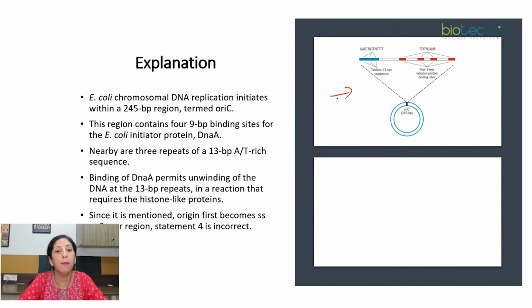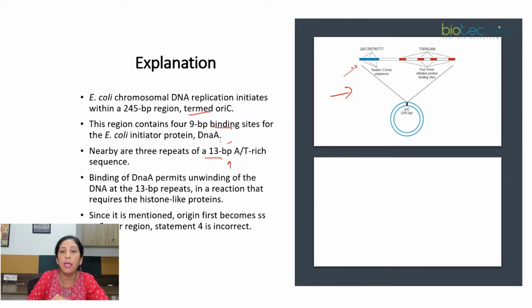Right, so this is about the oriC sequence of bacteria. Okay, so oriC is a conserved region where the replication would begin. Now this region contains four 9 base pair binding sites for the E. coli initiator protein DnaA. So DnaA is the initiator protein, which will be helping with the initiation of replication in bacteria. And here you will find three repeats of a 13 base pair sequence.